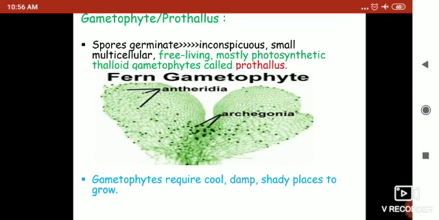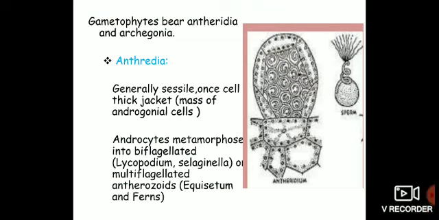Okay, the gametophytes of pteridophytes require cool, moist, shady places to grow, and this is the reason that most of the pteridophytes are restricted to some specific geographical locations, because their gametophytes as such cannot live in varied environmental conditions. And the gametophytes bear the sex organs which are named as antheridia and archegonia. Antheridia means male sex organ and archegonia means female sex organ.